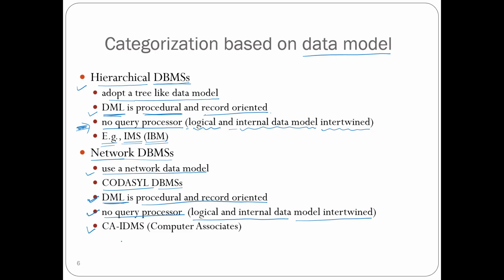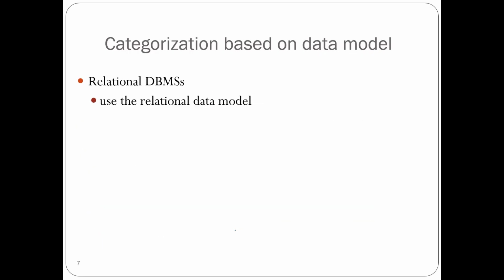Another example of a network DBMS is IDMS, which is by Computer Associates. Now let's move on to the next class of DBMS, which is called relational DBMS. Relational DBMS uses the relational data model. We will spend good time on relational DBMS, because these are probably the most popular and the most efficient. But these DBMS also have some limitations. All those things we will discuss in more detail.